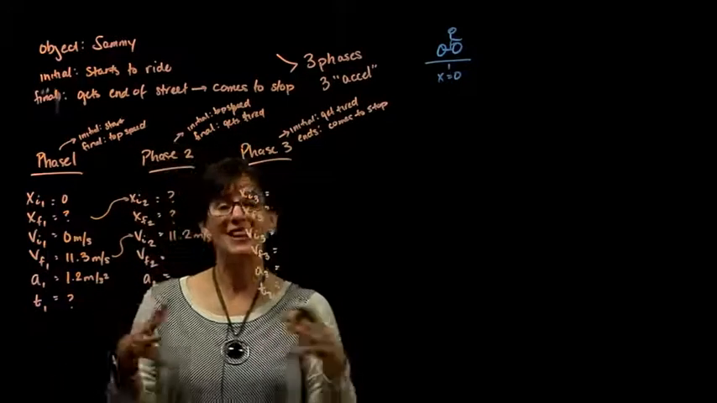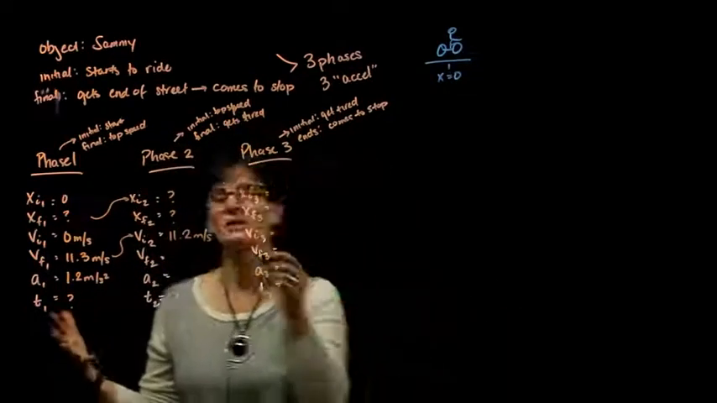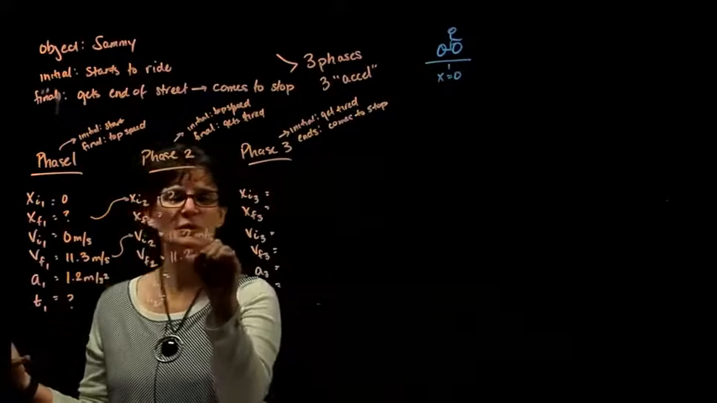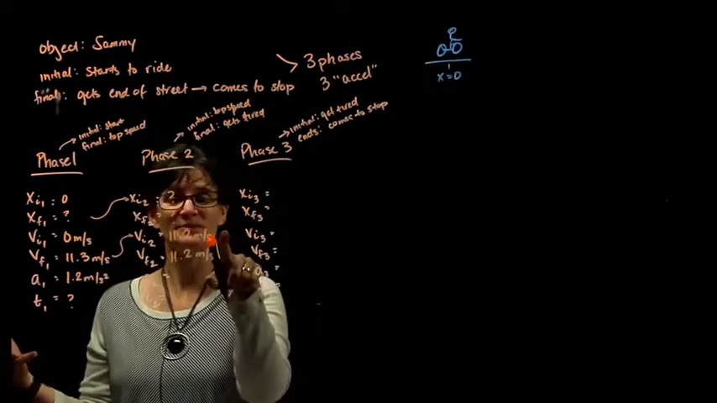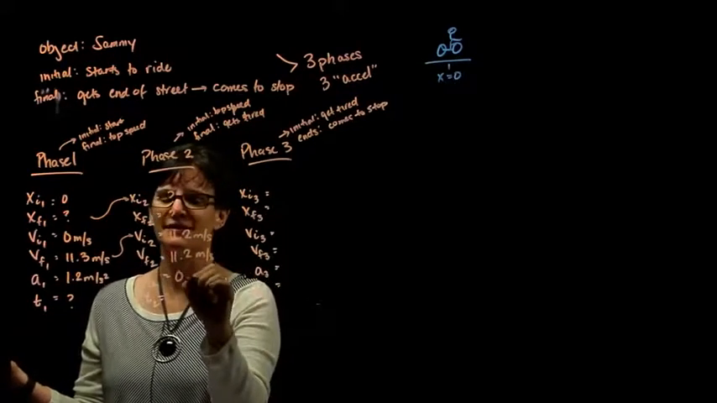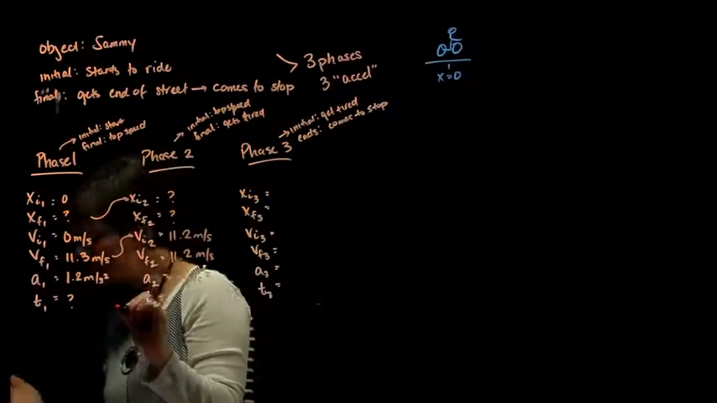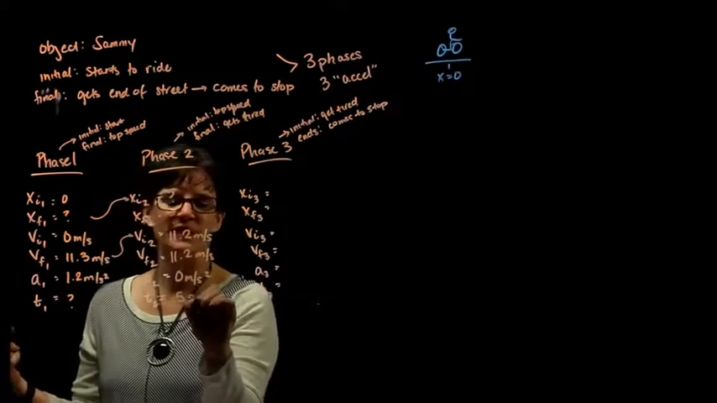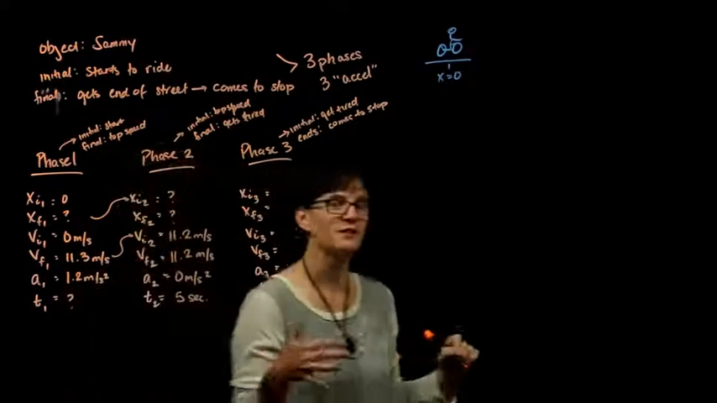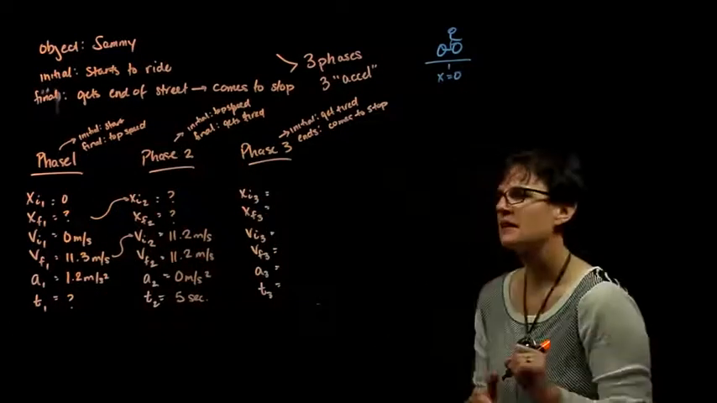Her initial velocity in phase 2, well, that's the final velocity of phase 1. She's going at her top speed. That's a steady rate, so her final velocity of phase 2 is the same as the initial. Well, that means her acceleration is 0. And we're told that she can maintain this top speed for 5 seconds. So we know that her time during phase 2 is 5 seconds.